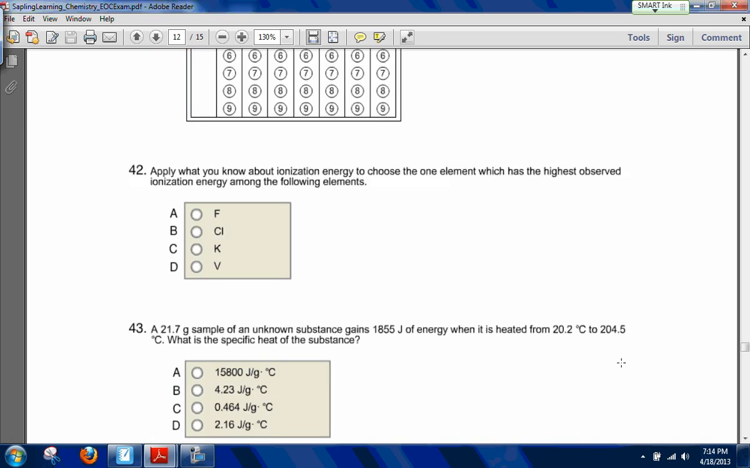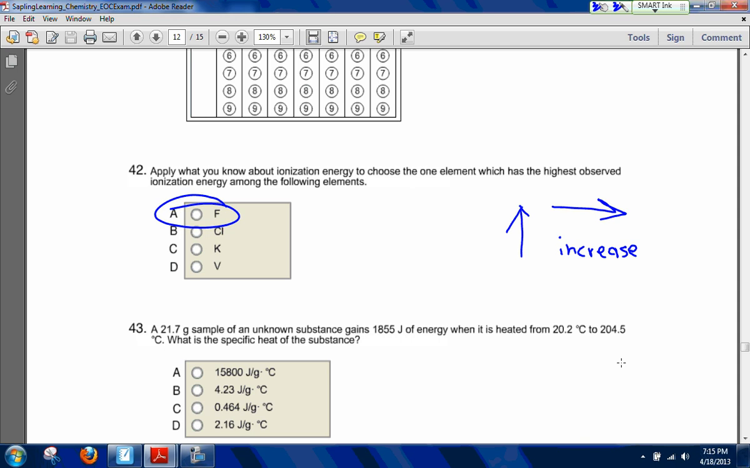42. Apply what you know about ionization energy to choose the one element which has the highest observed ionization energy among the following elements. So we go back to the old question, what is the trend for ionization energy? That trend should be up and right for increasing. So we take out our handy dandy formula chart, look at fluorine, look at chlorine, look at potassium, and look at vanadium. All right, so all the way to the up and right is fluorine.